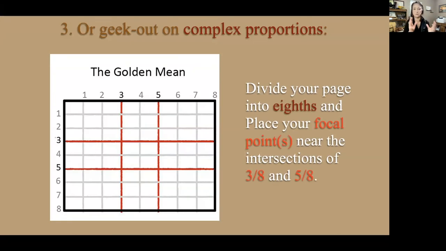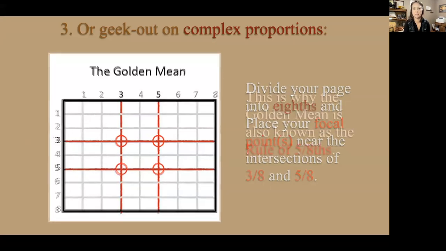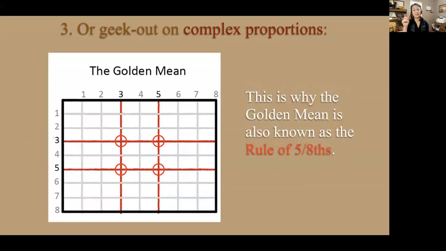This is often used by the old masters. Leonardo did this. It was really common to make sure that a painting was within the golden mean, it's called. So those are the intersections there. The golden mean or golden rectangle is also known as the rule of 5/8. That's just a great thing to remember.